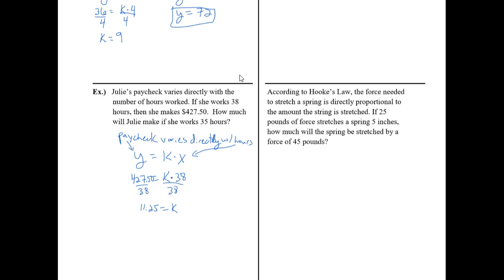The next question is, how much will she make if she works 35 hours? So now we want to know her paycheck. We know the variation constant, and we know the number of hours worked. So we just have to multiply 11.25 times 35, and we get $393.75. Go ahead and try the two examples on the right-hand side.